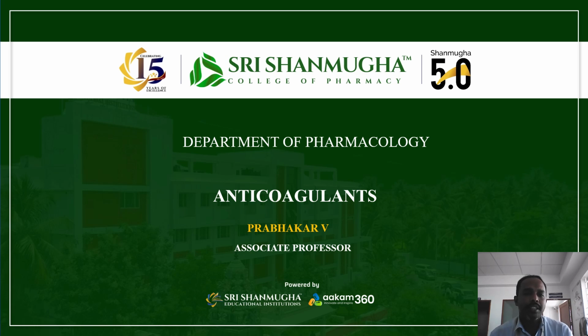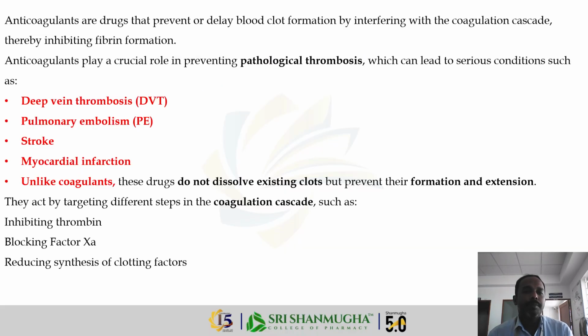Today we'll discuss the anticoagulants. Before going into the anticoagulants, let us discuss the general terms. Anticoagulants are drugs that prevent or delay clot formation by interfering with the coagulation cascade, thereby inhibiting fibrin formation. Anticoagulants play a crucial role in preventing pathological thrombosis, which can lead to severe conditions like deep vein thrombosis (DVT), pulmonary embolism, stroke, and myocardial infarction.